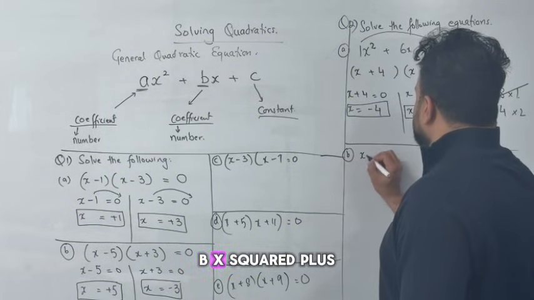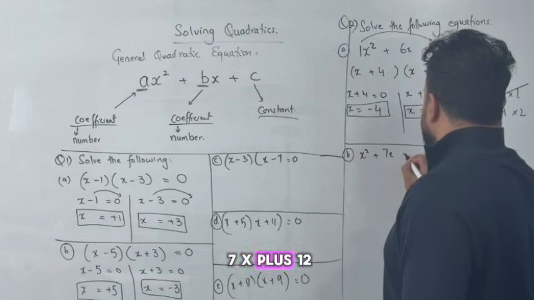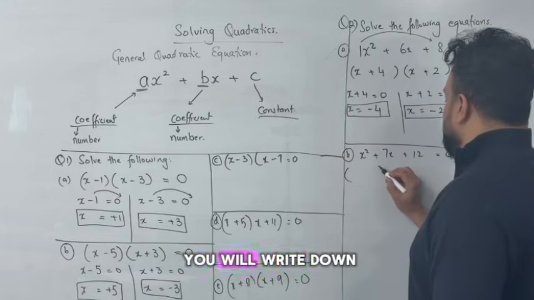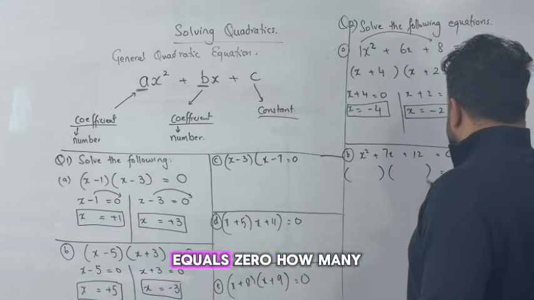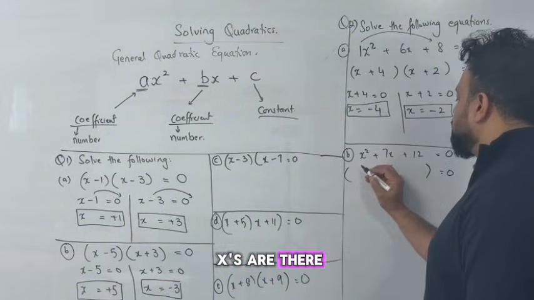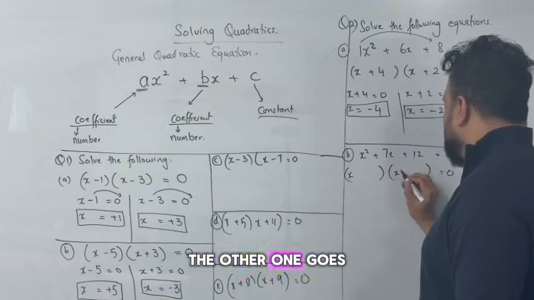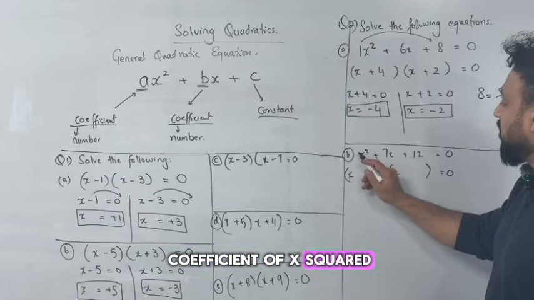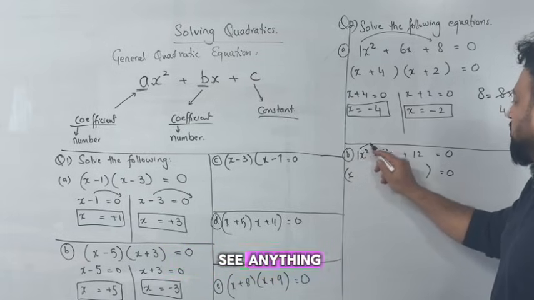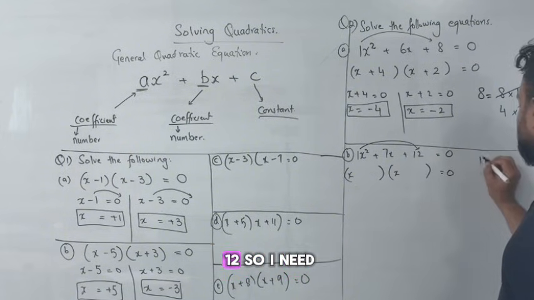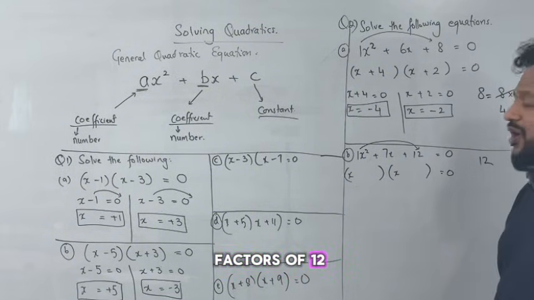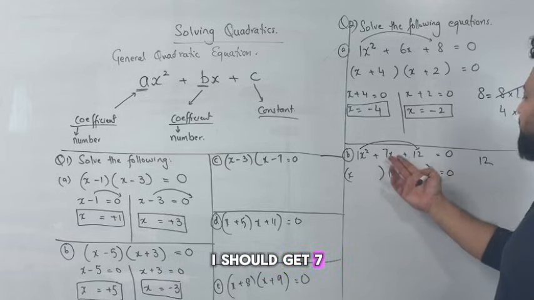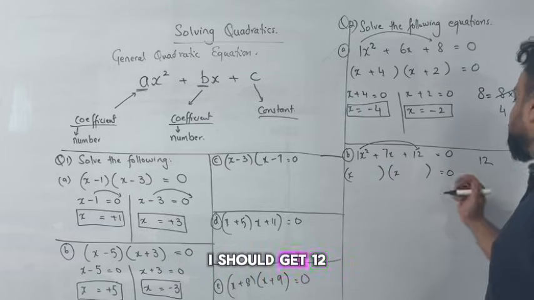B. X squared plus 7x plus 12 equals 0. The first thing you will do is write down two brackets equals 0. How many x's are there? 2. One goes in the first bracket, the other one goes in the second bracket. Then what is the coefficient of x squared? 1, because you can't see anything. 1 times 12 is 12. So I need factors of 12 such that if I add those factors or take away them, I should get 7. And if I multiply those factors, I should get 12.